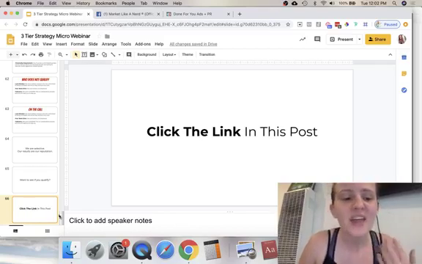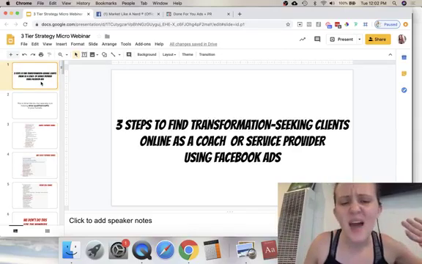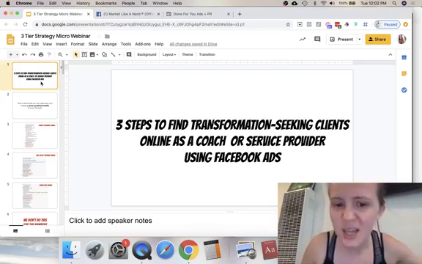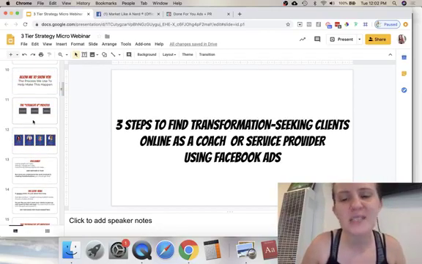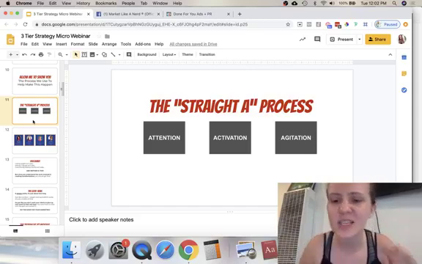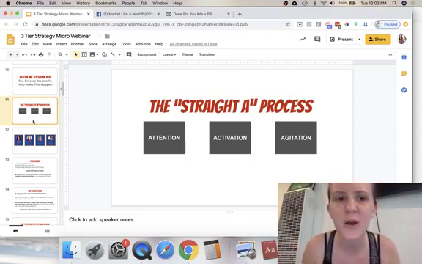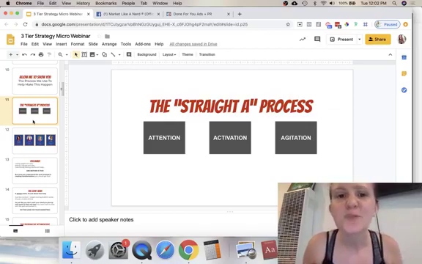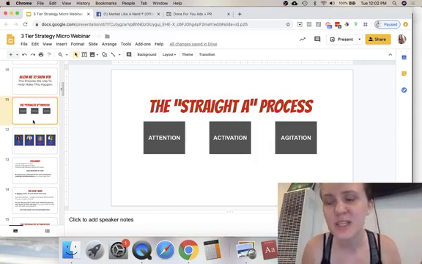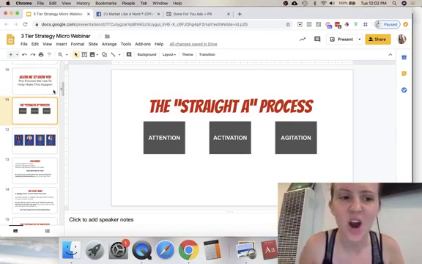So there you go, guys. That is the 3 steps to find transformation-seeking clients online as a coach or service provider using Facebook ads. It all comes down to the straight A process: attention, activation, agitation. You want to make sure that you are meeting your clients, your prospects, where they are at. They are not all ready to opt in for your funnel. Sometimes they need to be spoken to based on their level of awareness. So you want to make sure you're running all of the different types of ad angles that will meet those prospects at the level of awareness that they are at.